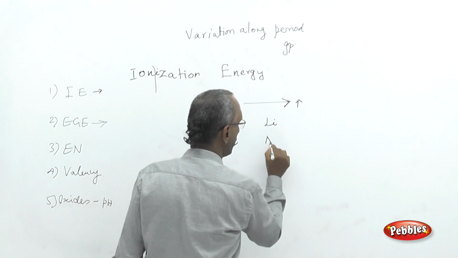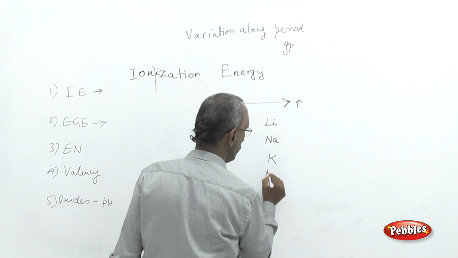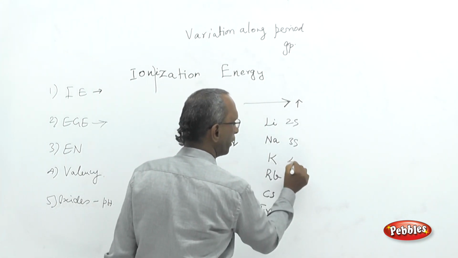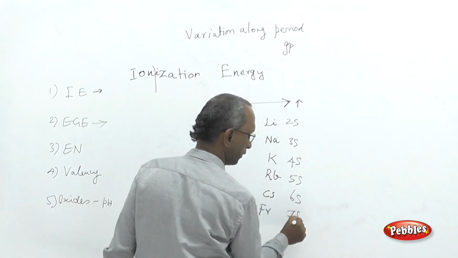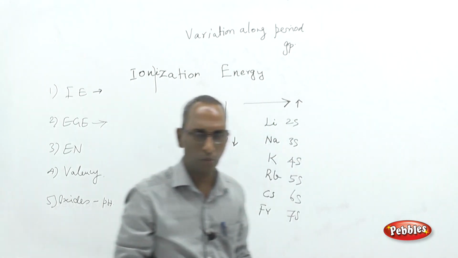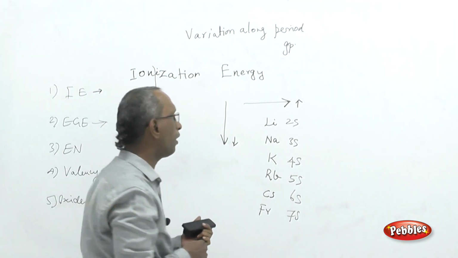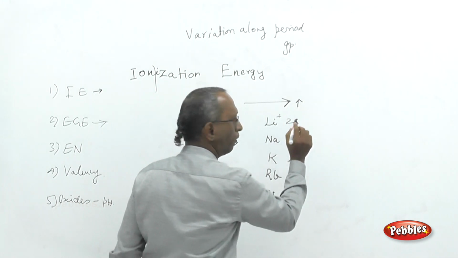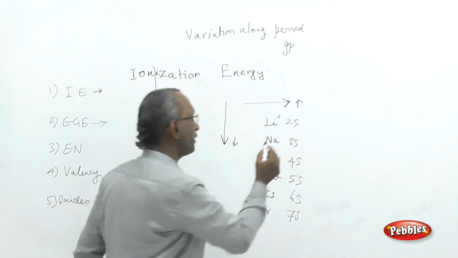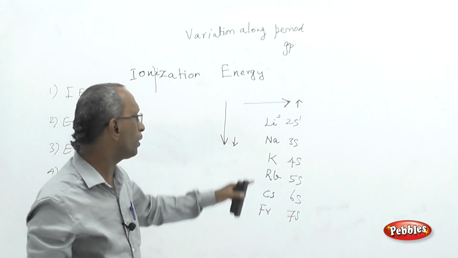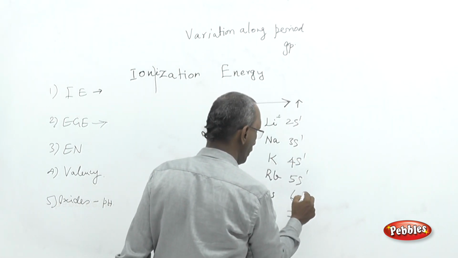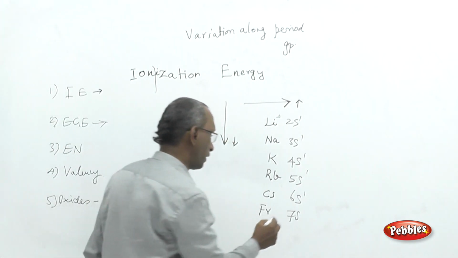Let us compare the first group elements: lithium, sodium, potassium, rubidium, cesium and francium. The electronic configurations are 2s1, 3s1, 4s1, 5s1, 6s1 and 7s1. For the formation of lithium ion from lithium, the 2s electron has to be removed. For sodium ion from sodium, the 3s electron has to be removed. The 4s electron has to be removed for potassium, 5s for rubidium, 6s for cesium, and francium has to lose the 7s electron.